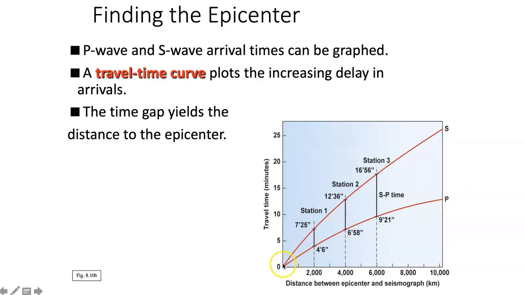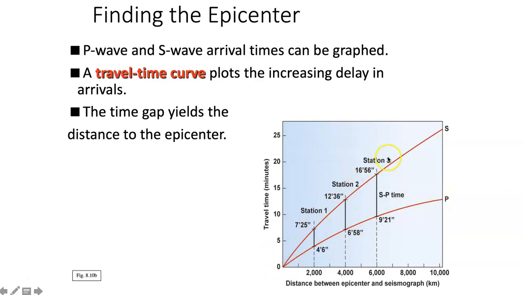So if you are at the earthquake epicenter, the P wave arrives instantaneously. If you're 2,000 kilometers away, then it took about 4 minutes and 6 seconds, that's what this means, to arrive, right? It took time for that P wave to get to you. It's not instantaneous. If you're 4,000 kilometers away, it took even longer. It took 6 minutes and 58 seconds, etc. So the farther you are from the epicenter, the longer it takes for the P wave to arrive.